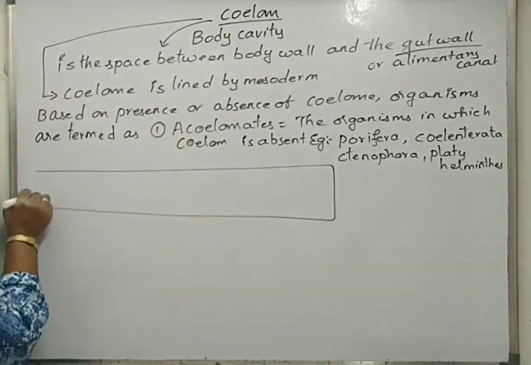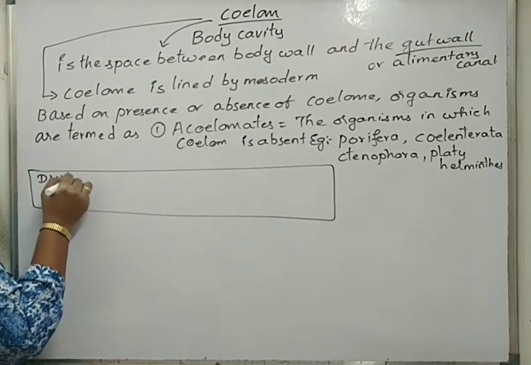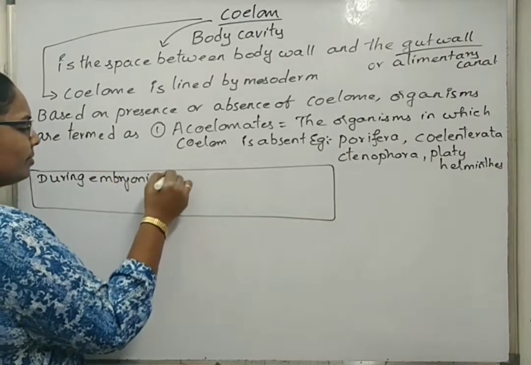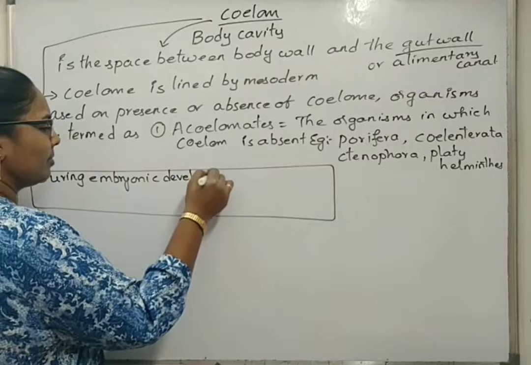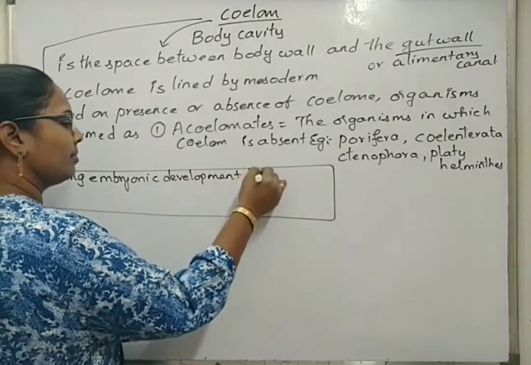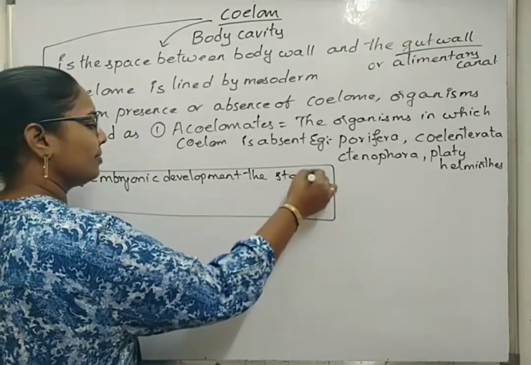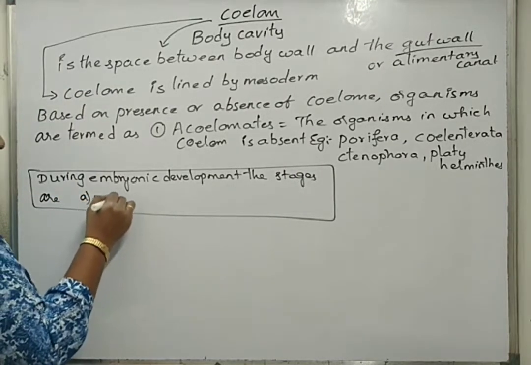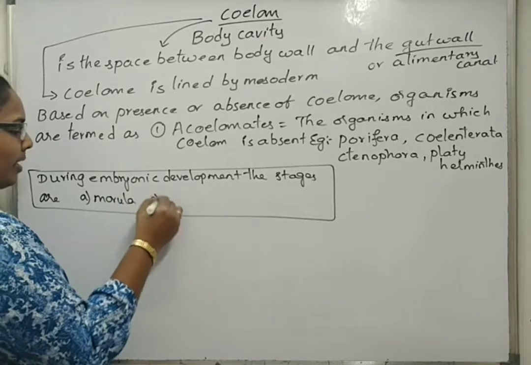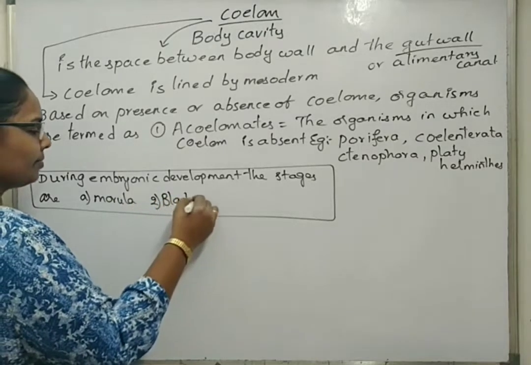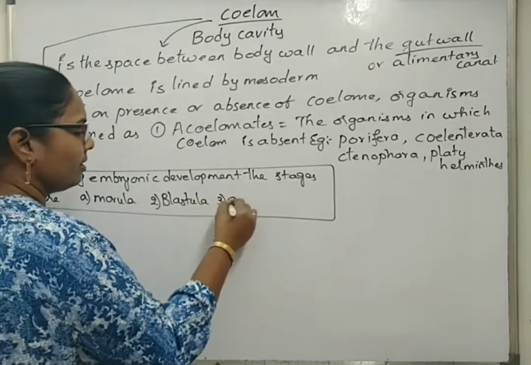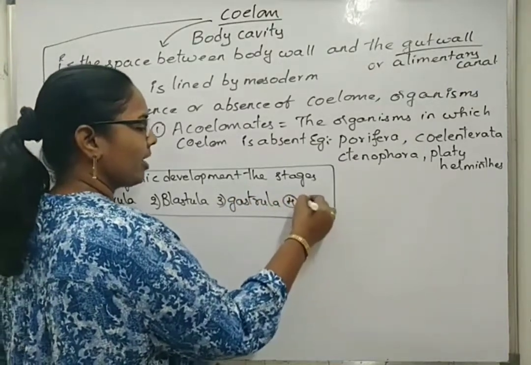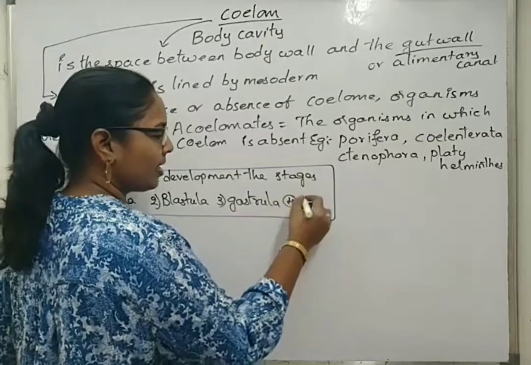We'll write that point. During embryonic development, the stages are, first one, morula, second one, blastula, third one, gastrula, fourth one, organogenesis, which means the body organs are synthesized.